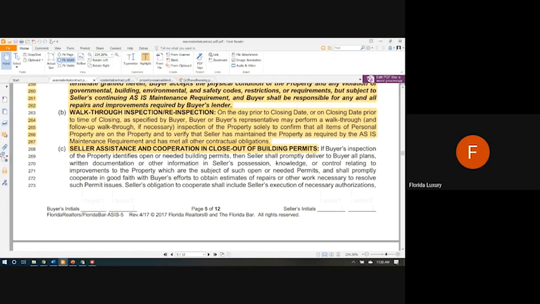Now, does this mean you walk in and go, oh, there's a hole punch in the wall. That needs to be repaired. Oh, the floors haven't been swept. No. This is, does the air conditioner still work? Does the refrigerator that was in the kitchen when we wrote the contract, is that still there?